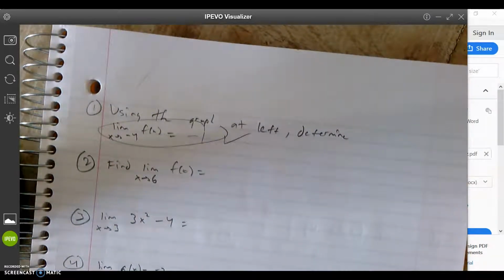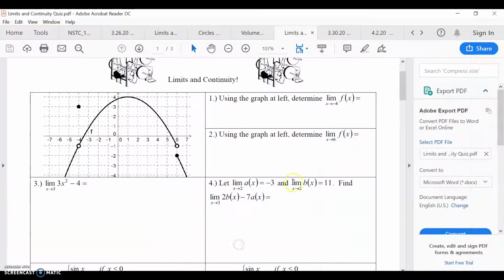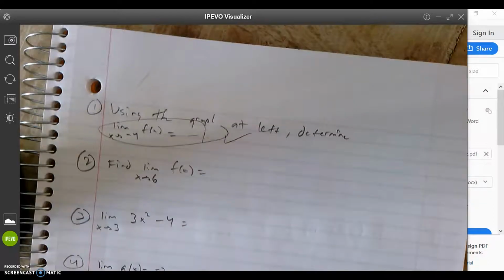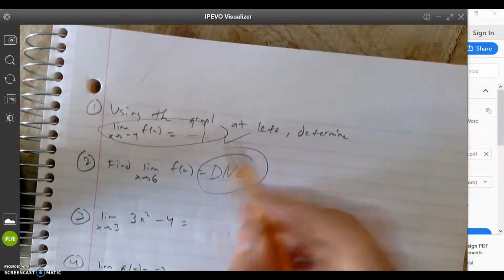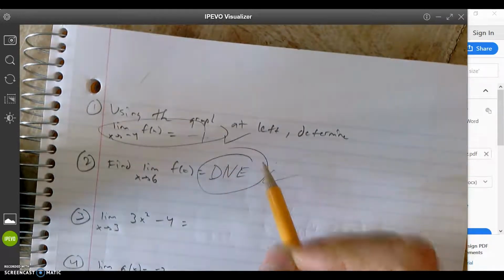Next, you're going to find the limit as x approaches 6 of f of x. All right, back to it. Here you go. Limit as x approaches 6. From the left, you're approaching -1, and from the right, you're approaching -2. So that does not exist. Uh-oh, SpaghettiOs. So that's one does not exist. Right there. Boom. Put a check if you got it. If not, put an X.